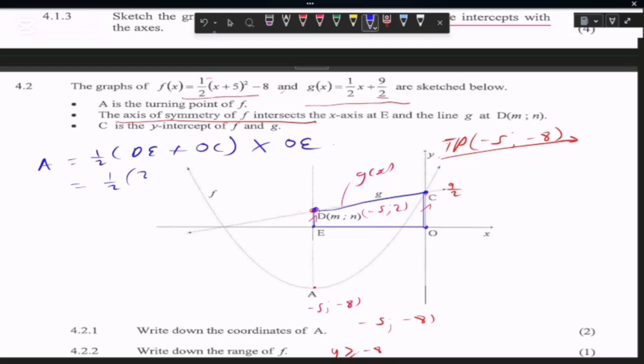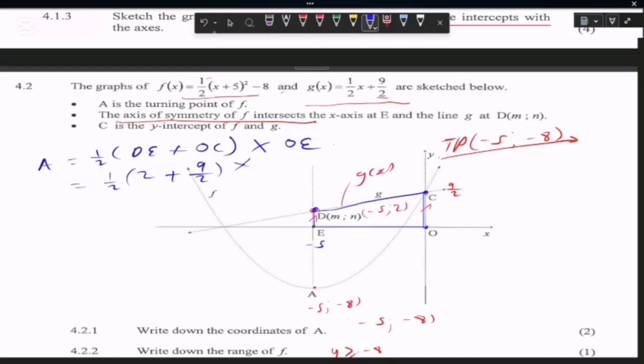Okay, so this is 2, and then OC is this distance from O to that point C. Now we know that the y value at point C is 9 over 2. So it means that the distance OC is equal to 9 over 2. And then we can multiply by the distance of OE. Now, O is here, E is there. Now, the x value of E is what? Is -5. Okay? X value is -5.